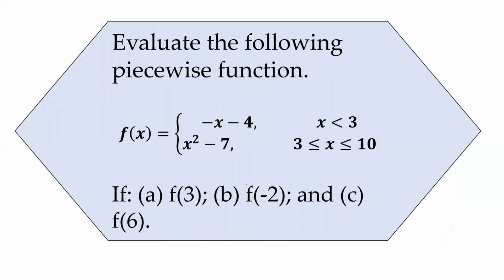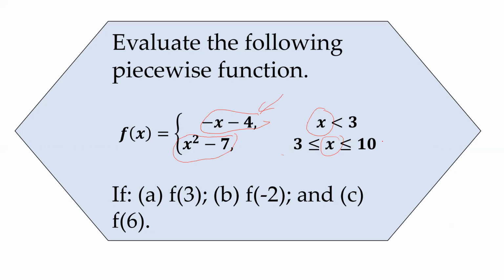Evaluate the following piecewise function. We have two functions also here. Negative x minus 4 is the first function. The second function, f of x is equal to x squared minus 7. We will use negative x minus 4 if the replacement value of x is less than 3. And we will use x squared minus 7 if the replacement value is greater than or equal to 3 but less than or equal to 10.